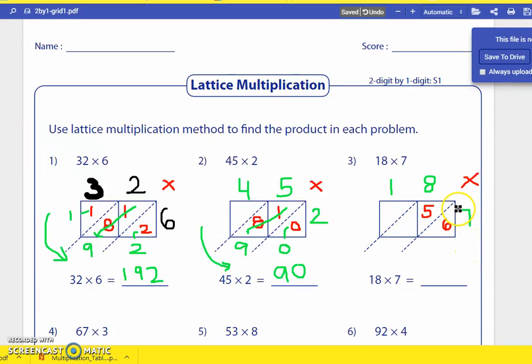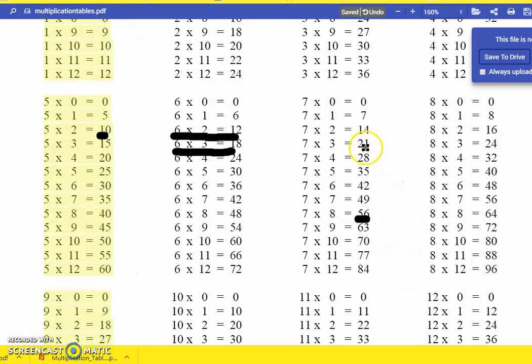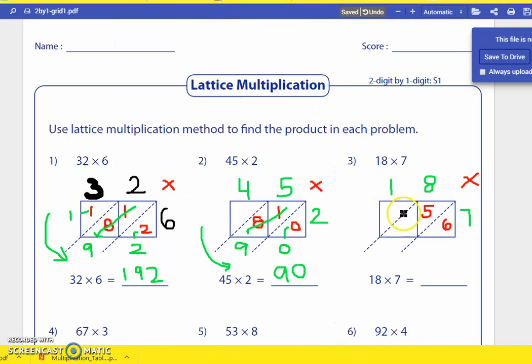What do we do next? 7 times 1. Now you should know 7 times 1 in your head, but let's go check it out. Where's the 7 column? Right here. 7 times 1 is 7. Now this is where it gets tricky. You got to make sure you put that 7 in the 1s box, because 7 has no friend up here, so it's empty.